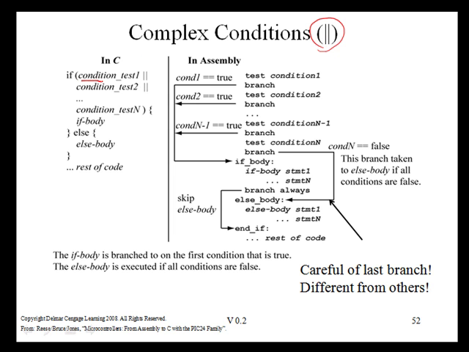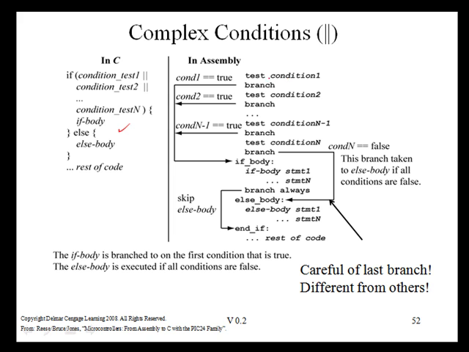So let's just say if condition test 1 is true, let's execute the if body. If that's not true, then we're going to test this one right here. If that is true, then we need to do the if body, and so forth. If none of these condition tests are true, if they're all false, then we're going to execute the else body. So what kind of a simulated code structure do we need to implement this?